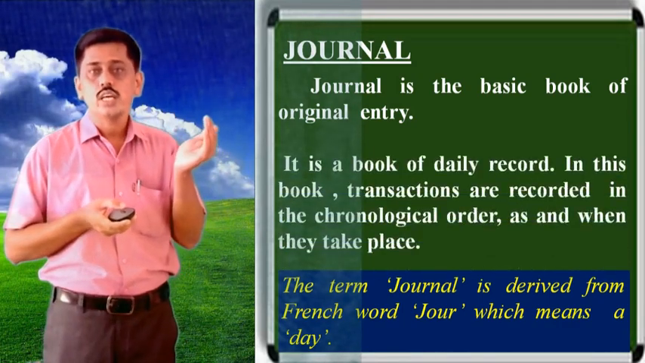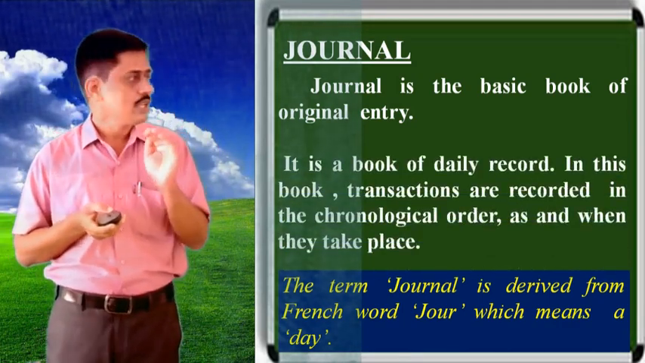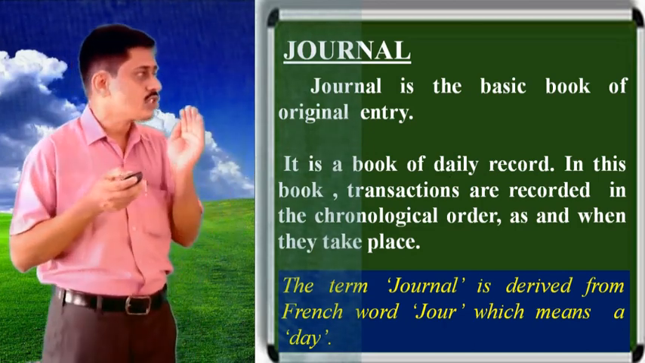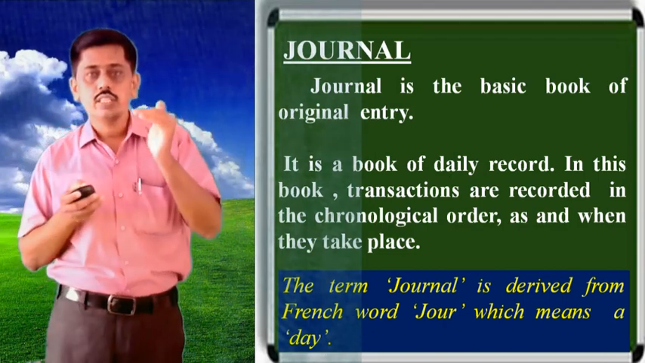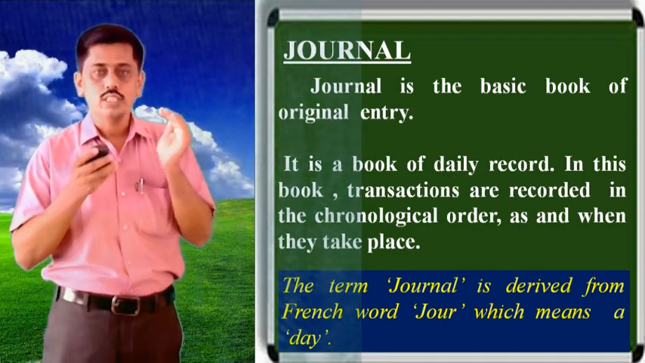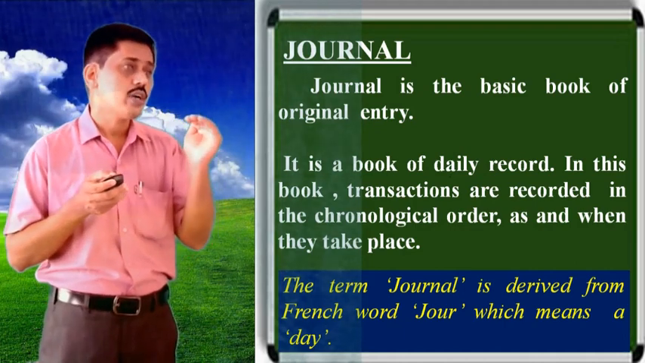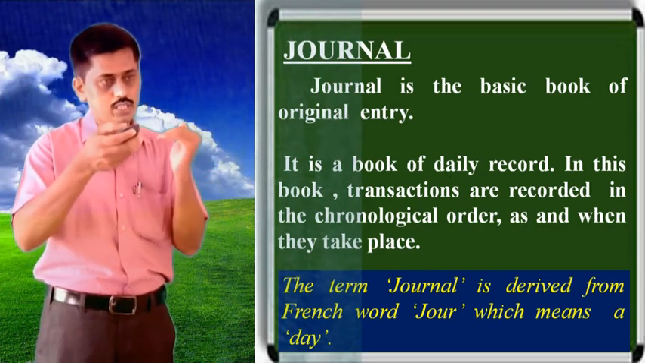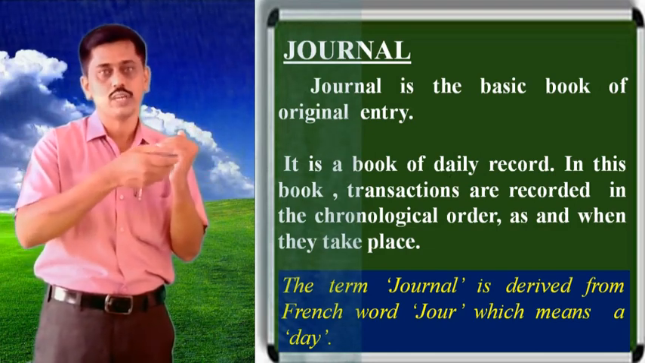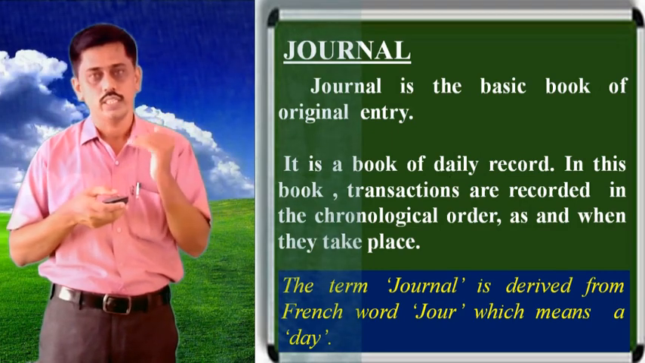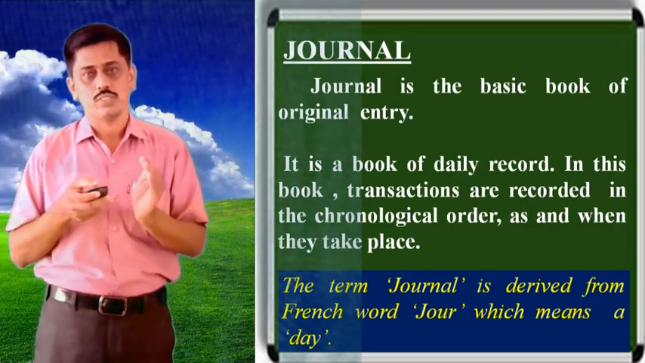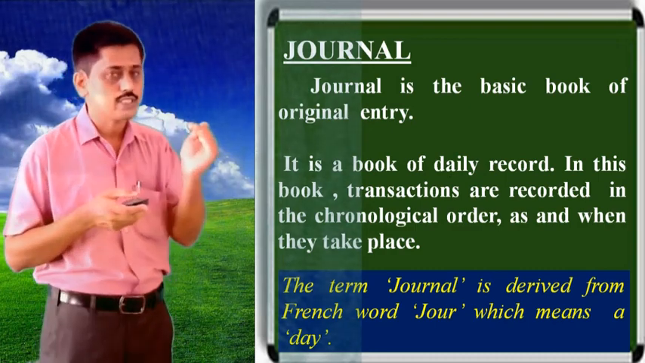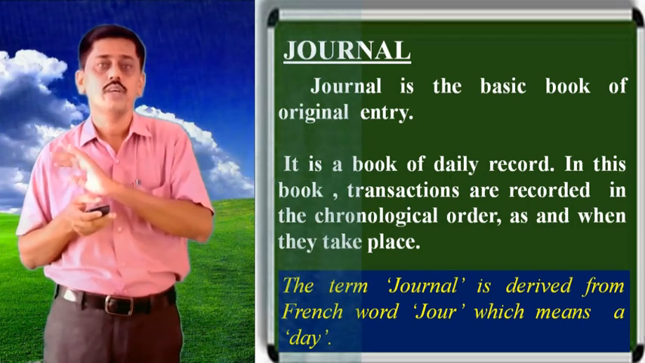The term journal is derived from the French word jour, which means a day. Therefore, journal is a book of daily record. In this book, transactions are recorded in chronological order, that is, in the order of days. The transaction that has taken place first will be recorded first, and the transaction that has taken place next will come next, in the order of dates, as and when they take place. So it's a book of daily record.